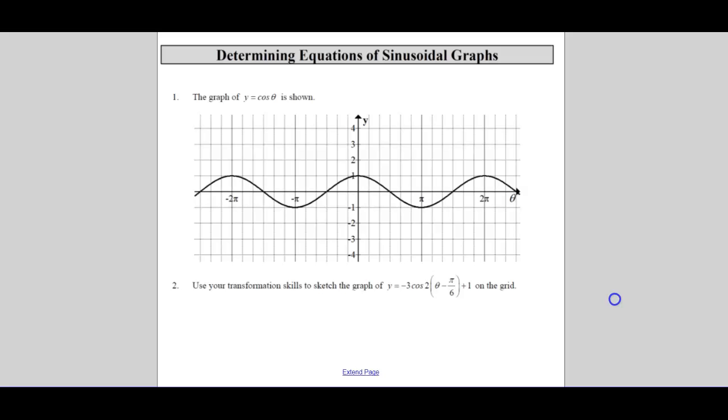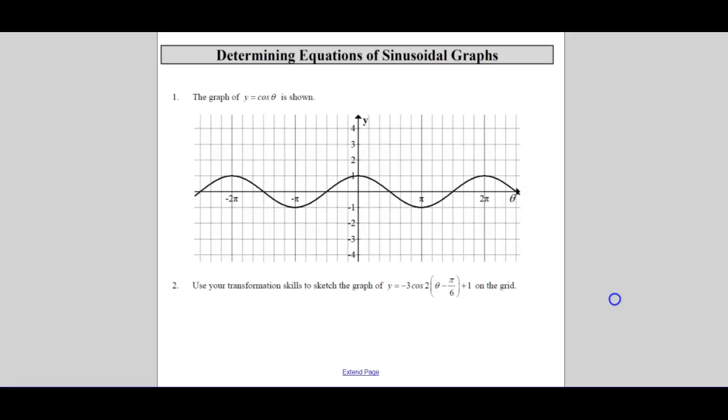Okay, so we graphed y equals cos theta with you. The ones that we just did were sines. So remember the difference, the same shape, but now your y-intercept is at 1, not 0. Okay, so it starts at a max. If you think about going to the right, it's starting at a maximum point. We're going to use our transformation skills to sketch the graph of this.